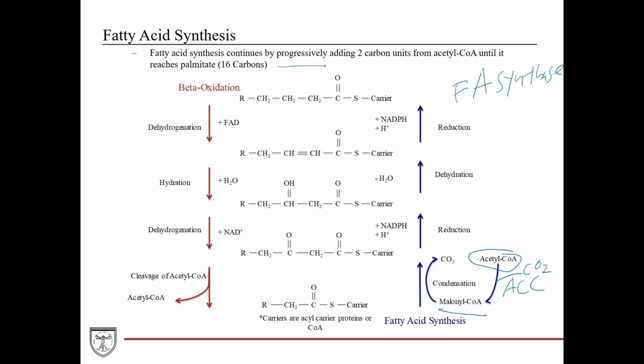And so it continues by progressively adding 2 carbon units from acetyl-CoA until it reaches palmitate, which is 16 carbons long. So you keep going through this process where you keep adding to the chain, and you have this chain attached to a carrier protein here, an acyl carrier. And as you go through the process, you keep breaking down to acetyl-CoA, and then acetyl-CoA gets broken down to malonyl-CoA, and these are getting fed from the excess glucose consumption.